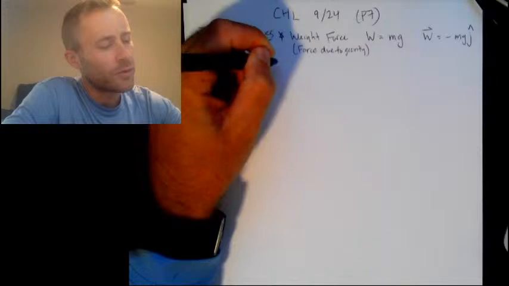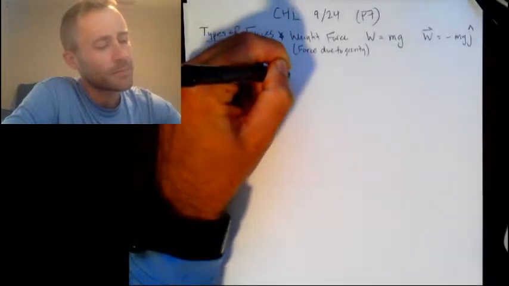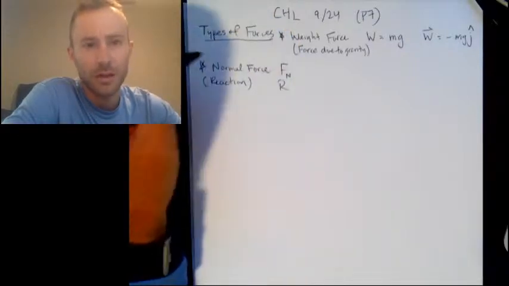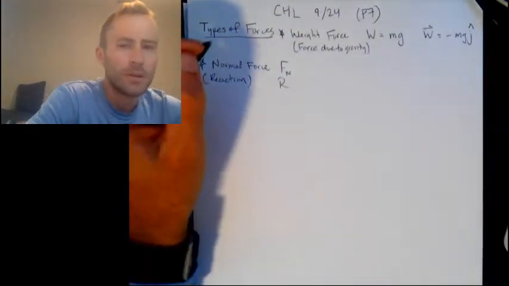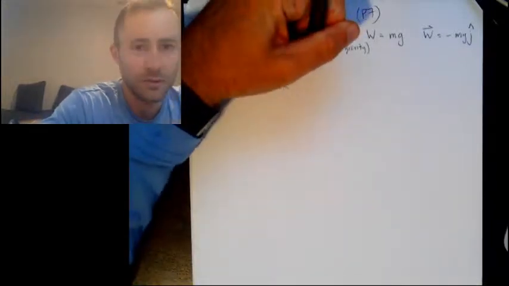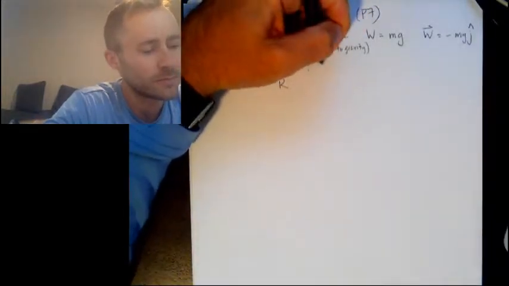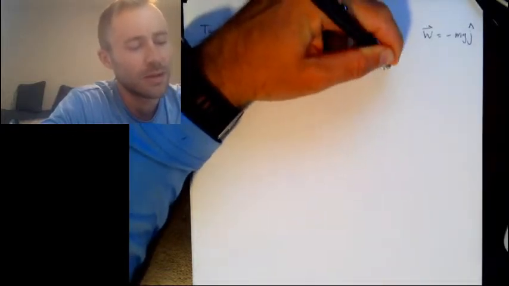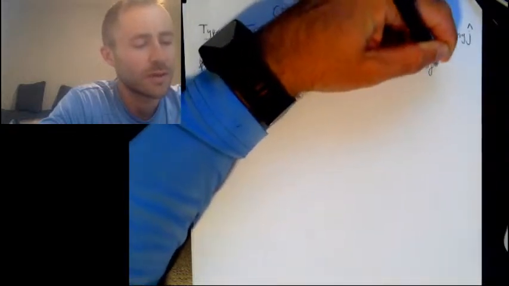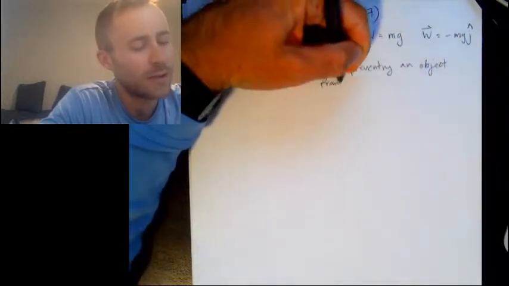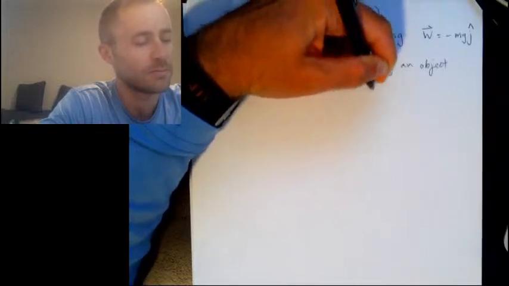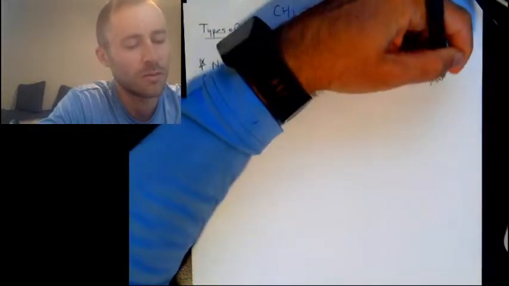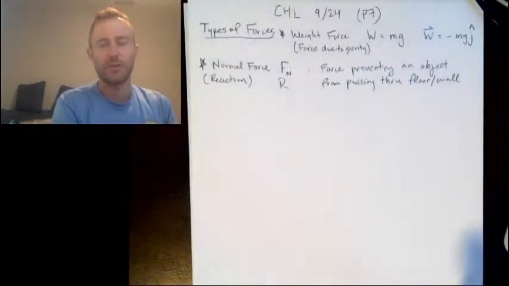I will call the normal force F sub n. I think the IB exam calls the normal force R for reaction. Okay, so the normal force is the force preventing an object from passing through a floor or a wall or any solid surface, okay?